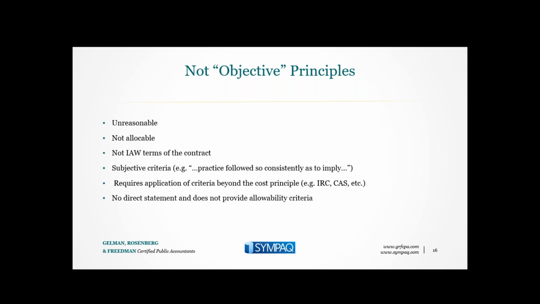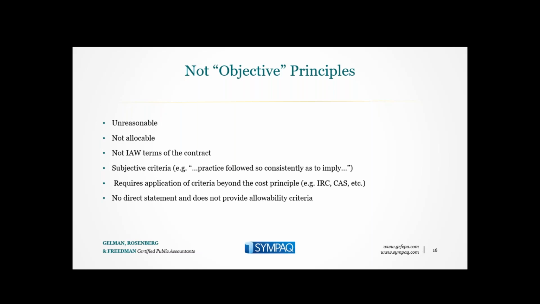So reasonable people can disagree as to how many bullet points it takes to create a practice followed so consistently. Because there could be differences of opinion on that, it's not an objective criteria. This is kind of, in my mind, a little odd. It requires an application of criteria beyond the cost principle.